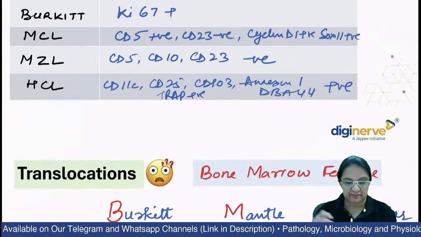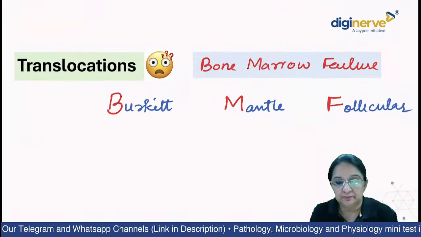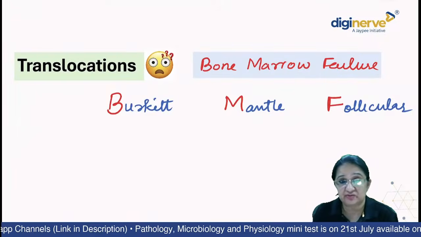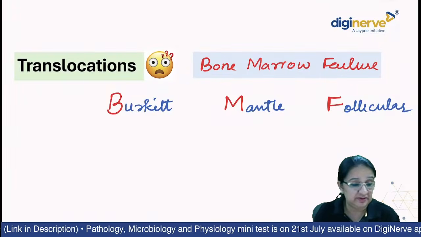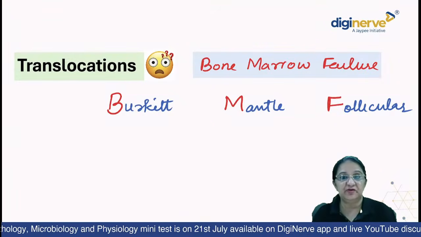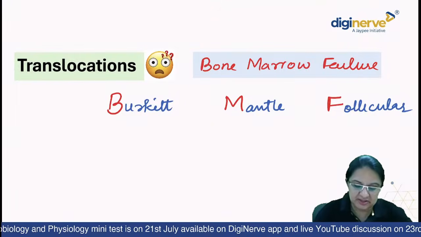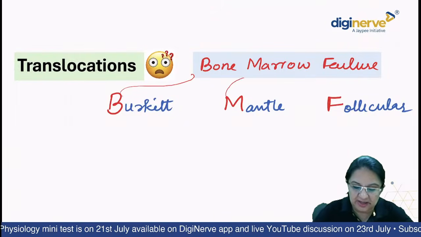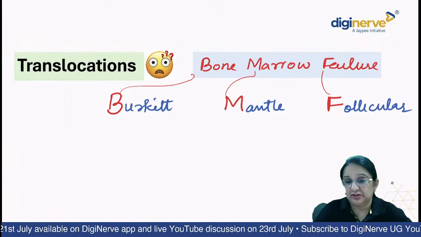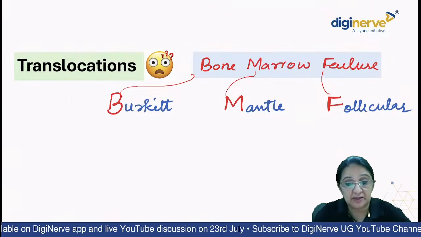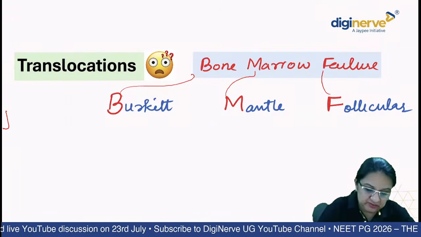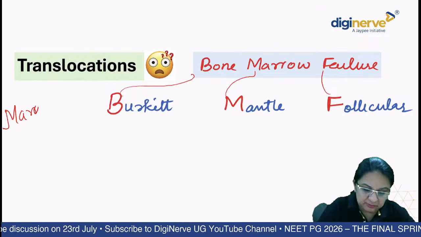DBA44 positive. All right, now, how will you remember the various translocations? So many translocations we studied. How will you remember the various translocations? Just remember bone marrow failure. B of bone is your Burkitt. M of marrow is your mantle. F of failure is your follicular. Which one is left? Marginal zone. Marginal zone sitting at the margin. So we will write it in the margin B.